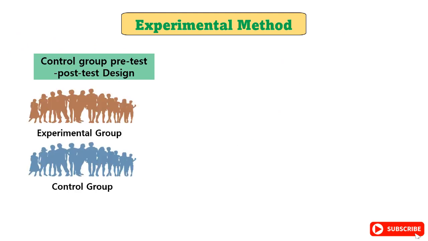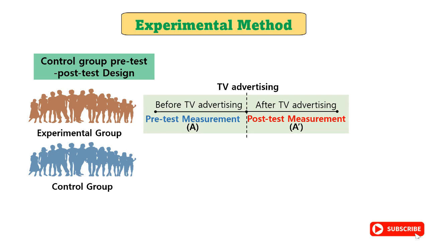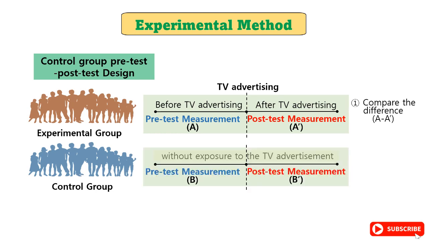The third design is the control group pre-test post-test design. In this design, a sample representing the population is selected before the TV advertisement, and it is divided into an experimental group and a control group. The experimental group's responses are measured before the TV advertisement and then measured again after the advertisement to compare the differences in responses. The control group's responses are also measured at the same time as the experimental group, but without exposure to the TV advertisement, and the differences in responses are compared.